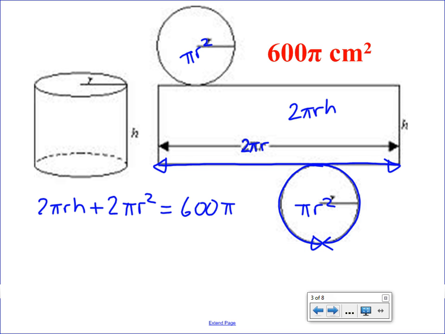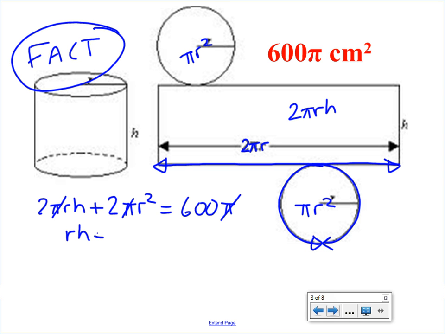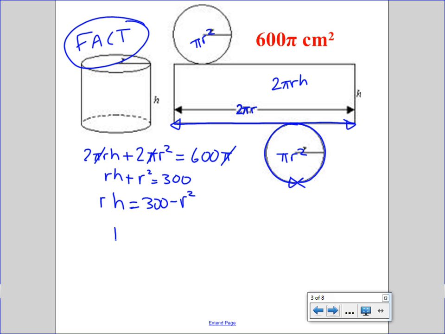So this is the fact that we need to deal with. Okay, can I simplify this? Yes, I can divide everything by pi. I could divide everything by 2 as well. The whole point of this was that I want to extract this h information. So r h is 300 minus r squared. So h, that was my problem in the other equation, is 300 minus r squared over r. Is that right? I agree. Okay, so this is the fact, and this is what the fact has given me.